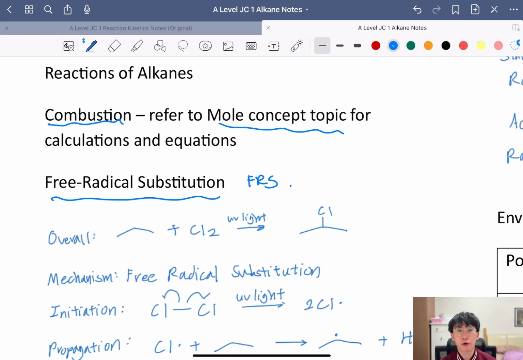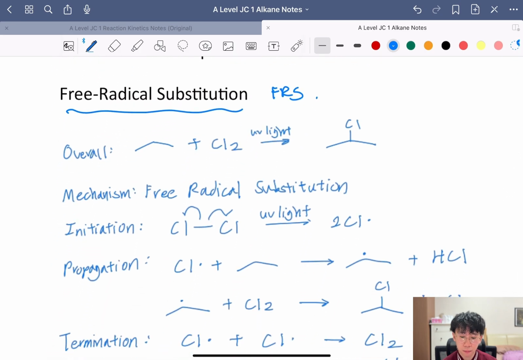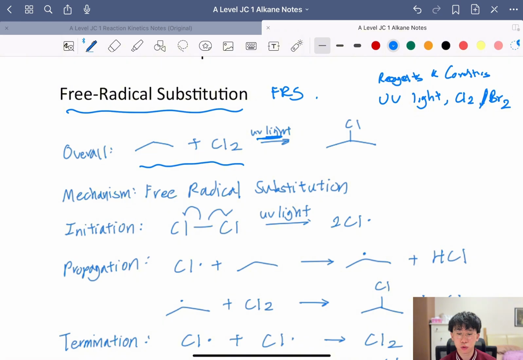Because alkanes are so unreactive, you would need a high energy source, aka UV light, in order to propel the reaction forward. The reagents and conditions are UV light and the halogen itself, typically Cl2 or Br2. So overall, if you have an alkane and you react it with Cl2 or Br2 under UV light, you're able to do a substitution reaction.